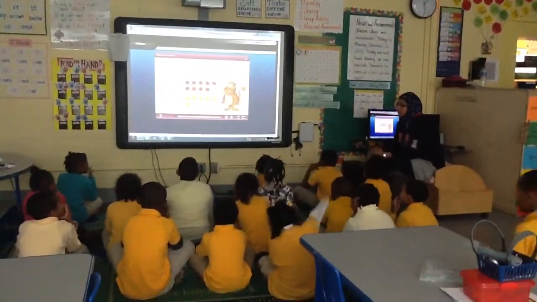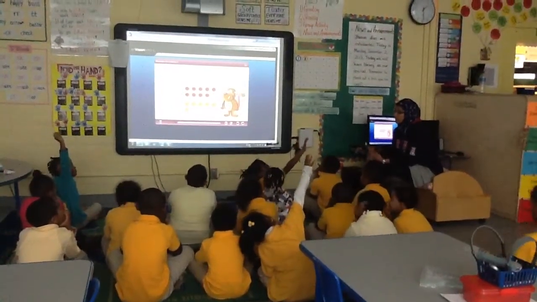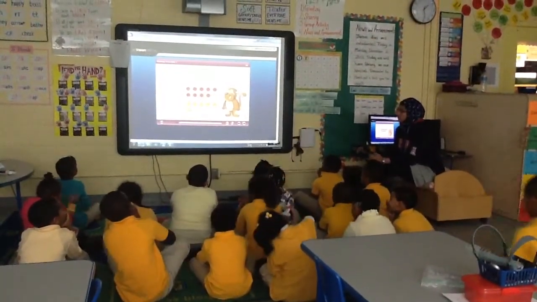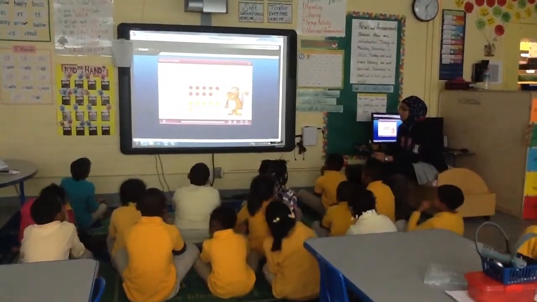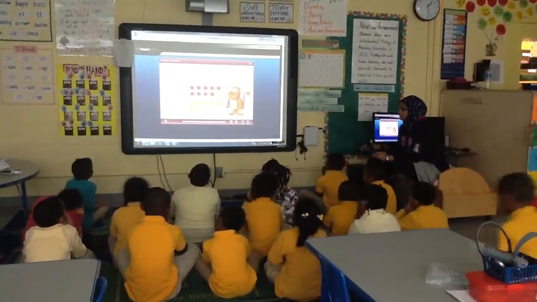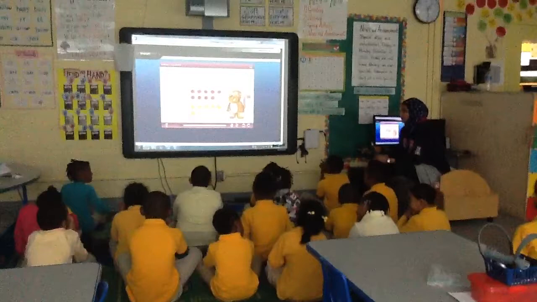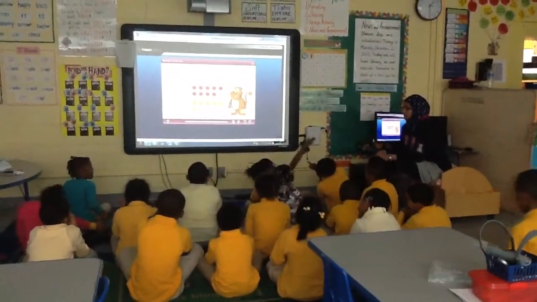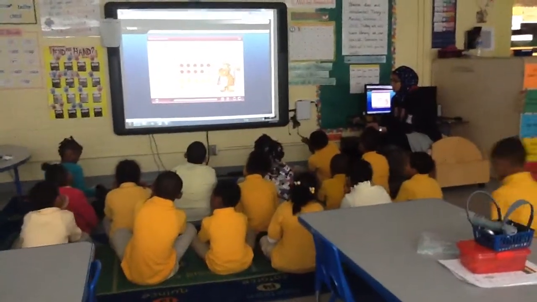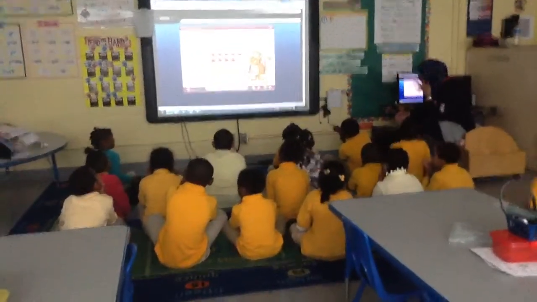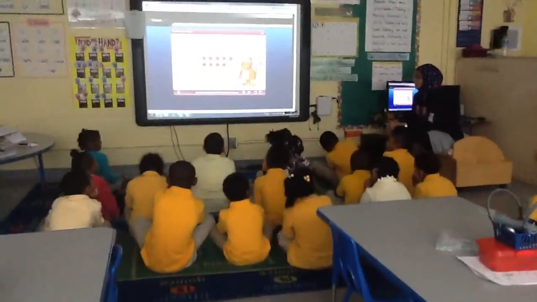What do you think that means? Looking at our 10 frames, we have 2 sets of 10 frames. What do you think that means, Kanaya? I think that means that you're adding to 10. Okay, how are we going to be adding to 10? Who can elaborate? Demi? Like it's 9 in the first 10 frame, and they're trying to make 10, so they add more. Excellent.